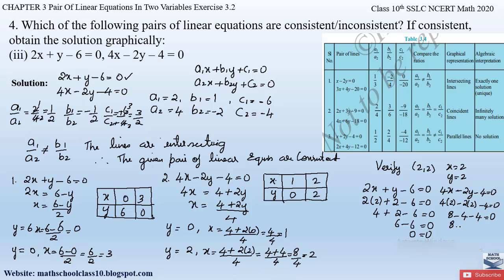So this will be 8 minus 4 and minus 4, if you add you get minus 8. So 8 minus 8 is 0. Left hand side is equal to right hand side again, and the second equation is also verified.